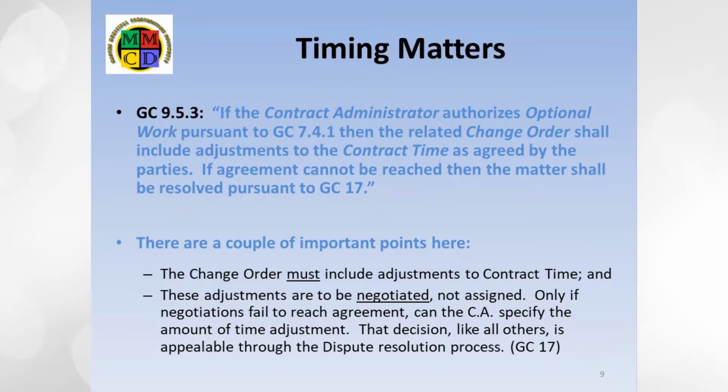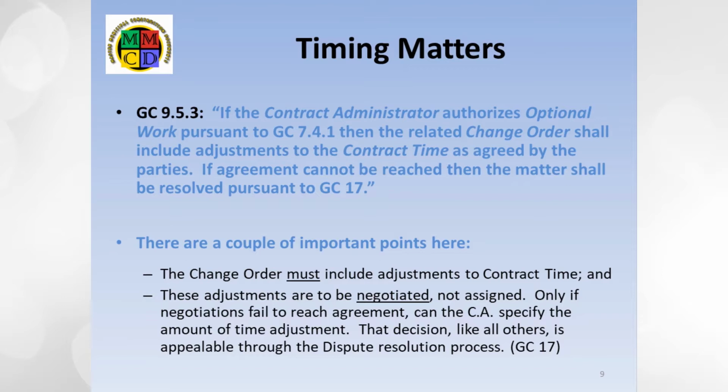The third relevant general condition, GC 9.5.3, is there to deal with the issue of time. It says, quote, "The related change orders shall include adjustments to the contract time as agreed by the parties." So there are two obligations here, one direct and one implied. The direct obligation is to include an appropriate allowance for time to do the optional work item when writing the change order.